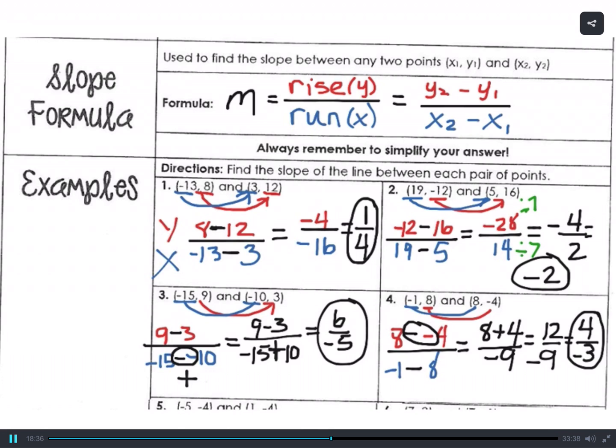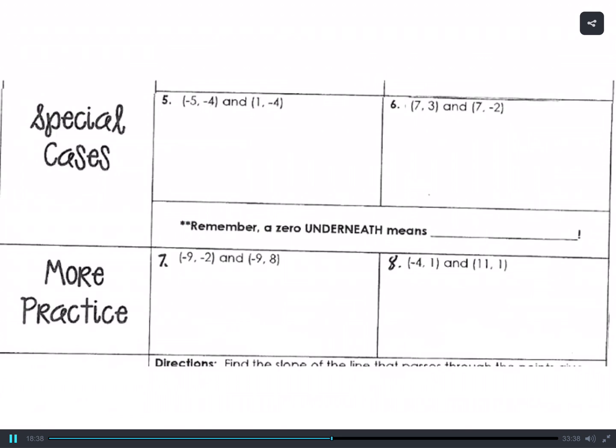All right, let's look at 2 examples of special cases. And let's see why they're special. We're going to do the exact same process. It's going to start out not looking any different at all. Okay, negative 4, negative 4, negative 5, positive 1, and then bring in my minus sign from the formula.